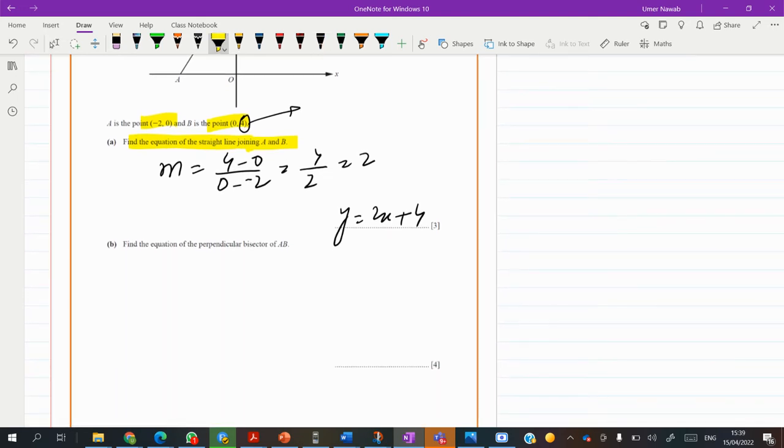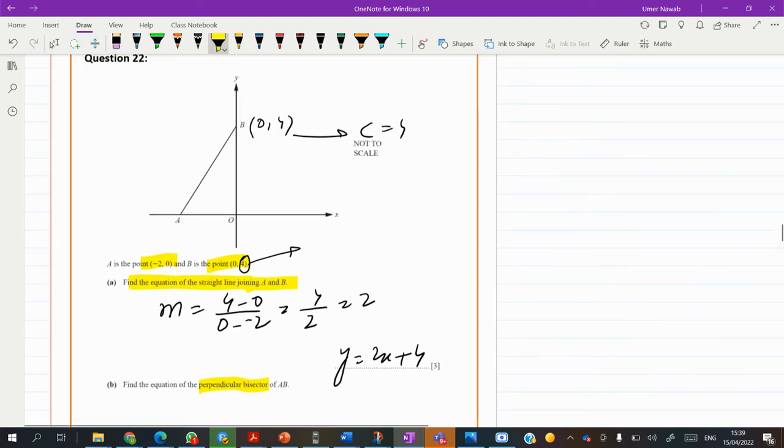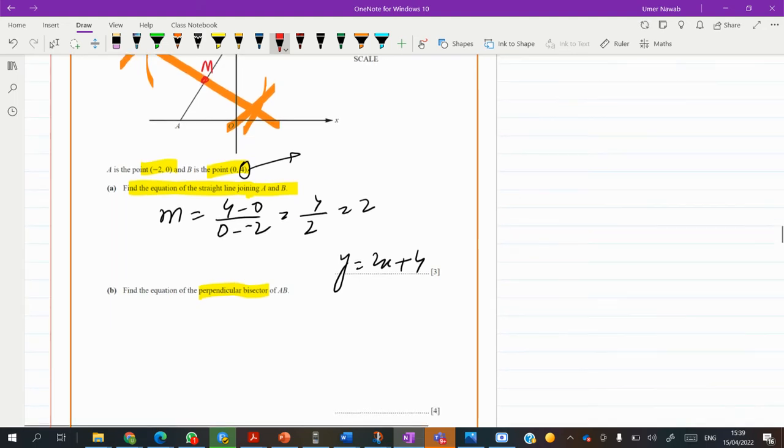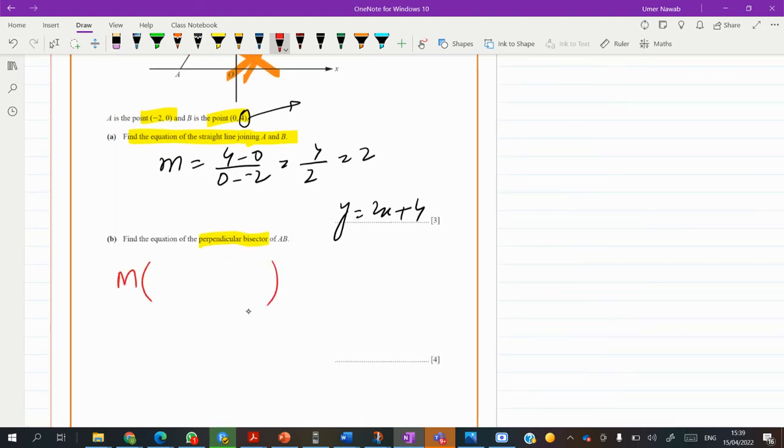Perpendicular bisector. Second time the perpendicular bisector came. We need to find the equation of a perpendicular bisector, which should be like this. A perpendicular bisector passes through the midpoint. I need to get the midpoint first. So get the midpoint, average of the x coordinates, minus 2 plus 0 divided by 2, and 0 plus 4 divided by 2. So the midpoint is (minus 1, 2).